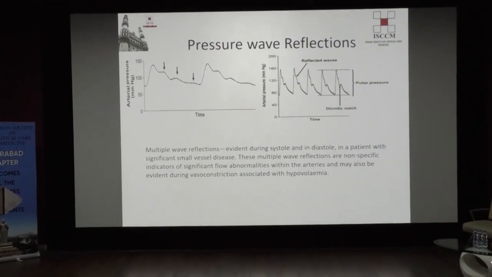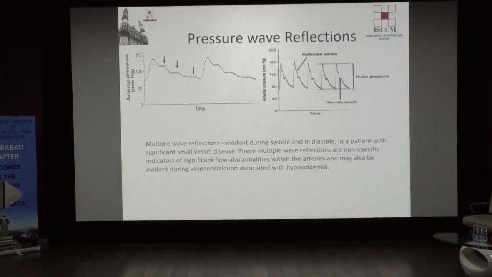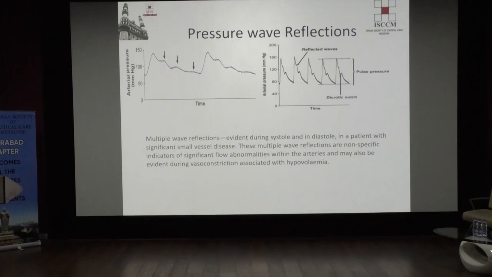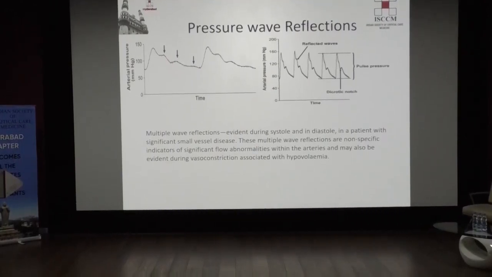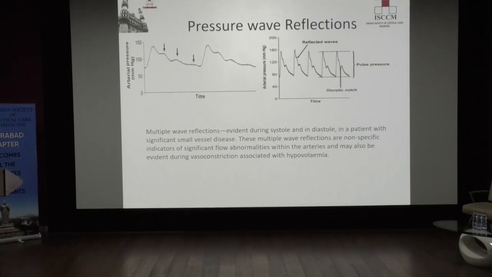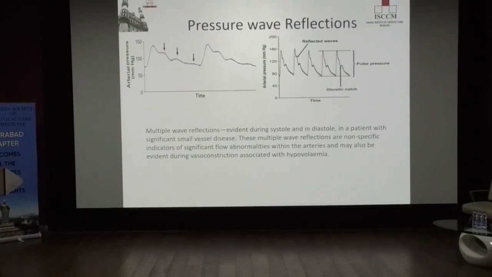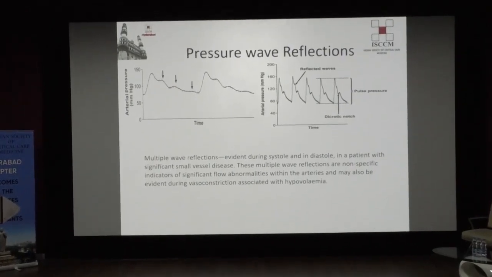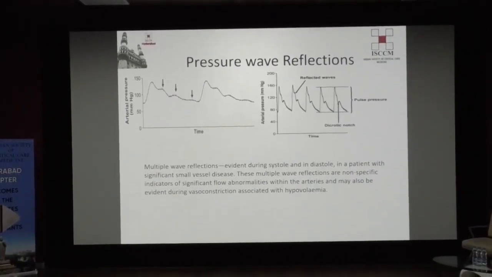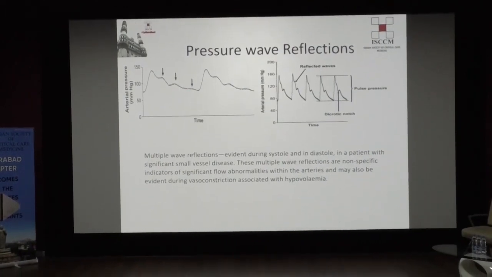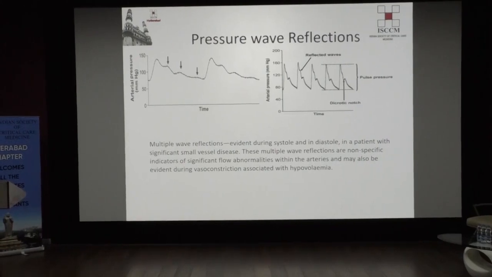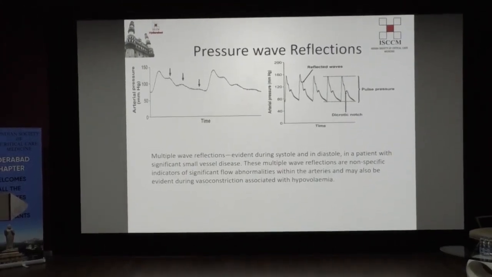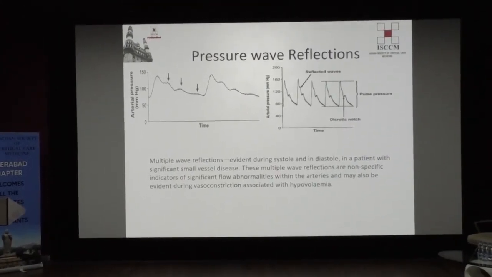Now, there is another phenomenon known as pressure wave reflections. These are small, minute combinations of waves that you see downstream, or on the dicrotic side, of the aortic pulse. These multiple waves reflect significant small vessel disease, something like a patient with SLE coming to you. These also represent significant flow abnormalities. This can also happen in vasoconstriction due to severe hypovolemia as well.